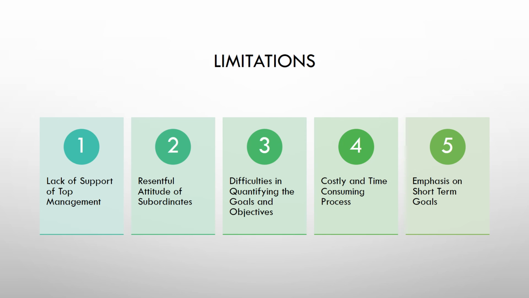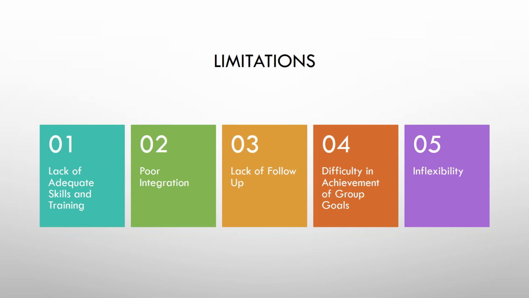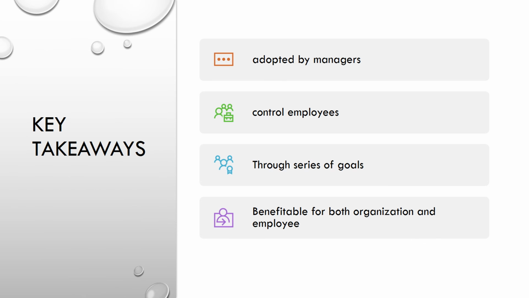Sixth will be lack of adequate skill and training. Due to the lack of adequate skill and training, sometimes MBO collapses. The other points can be explained as poor integration, lack of follow-up, difficulty in achievement of the group goals, inflexibility, and limited application and long gestation period. That is how we talk about the limitations of the MBO. Now we will be talking about the key takeaways.